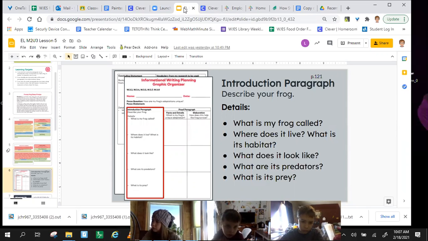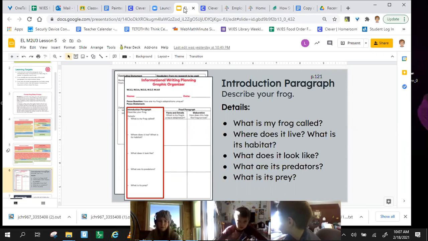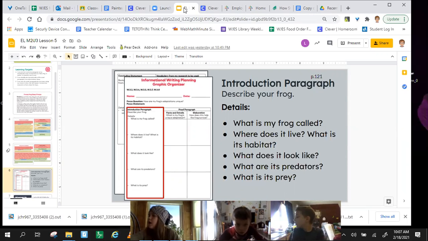Here's my list. What is my frog called? Now, but you're not going to just boringly say that. Where does it live? What is its habitat? What does it look like? But not everything, just a basic idea. What are its predators? What is its prey? Mine, I don't talk about predators. You don't have to do all of those questions. Just give them some ideas. So what are you talking about? You should just give it a click in. Okay, and type.